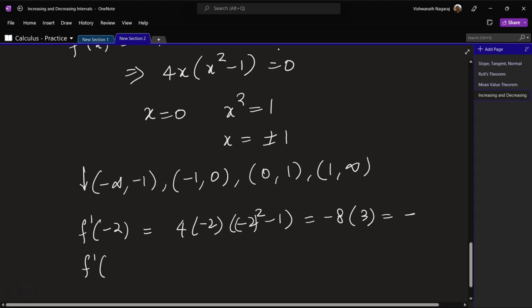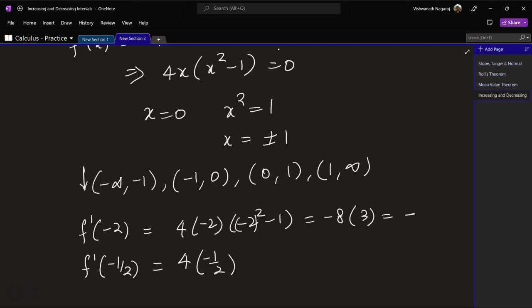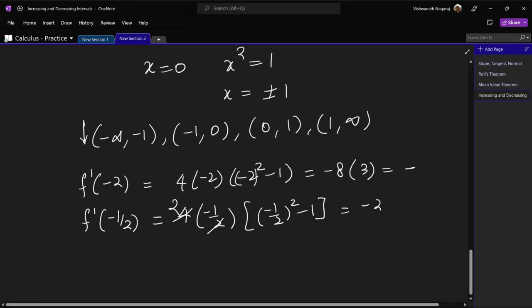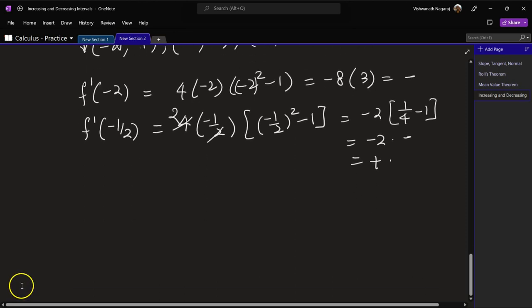F prime between minus 1 and 0. So we don't have a choice but to go for a fraction. So minus half, which gives us 4 times minus half times minus half square minus 1, and this gives us 2 2's. So now this is going to be minus 2 times 1 by 4 minus 1. 1 by 4 minus 1 is going to be a negative number, which means this is going to be positive. So that means in this interval it is going to be increasing.